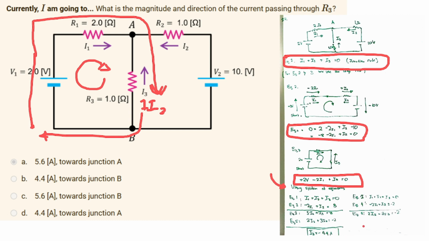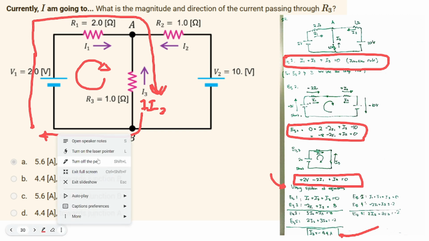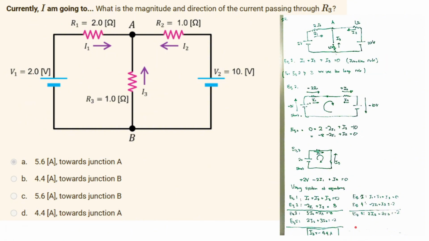Once you do all of it, it will show I3 equals negative 4.4, which means our earlier assumption of what I3 was is wrong. It's actually going down, the opposite way. That's why it's negative, but it's still 4.4 in magnitude. That's why it is 4.4 towards junction P.